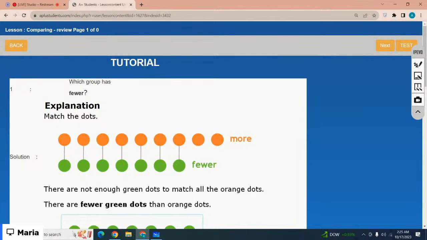Because you need to see which group has fewer dots. So whenever you are comparing things, you have to match them. So the group that has more has some of the dots left that do not have matching dots in the other group, right?